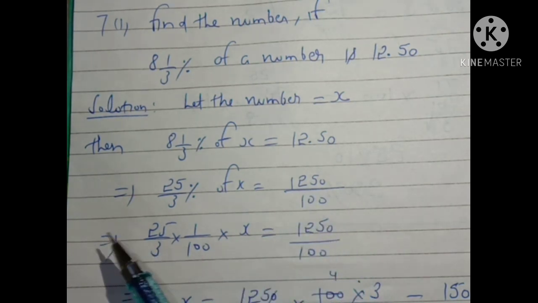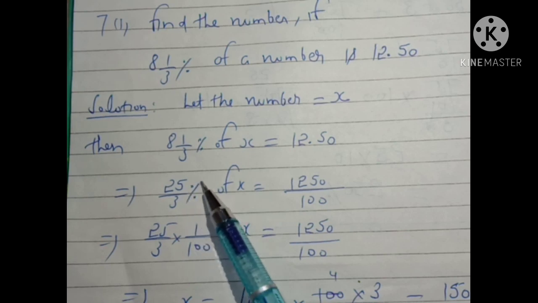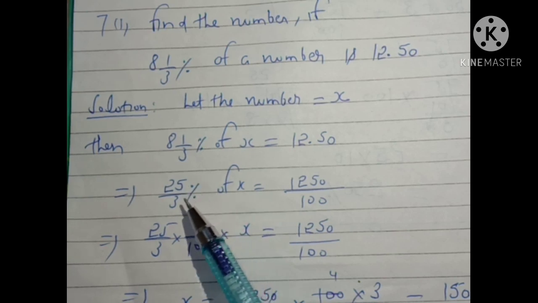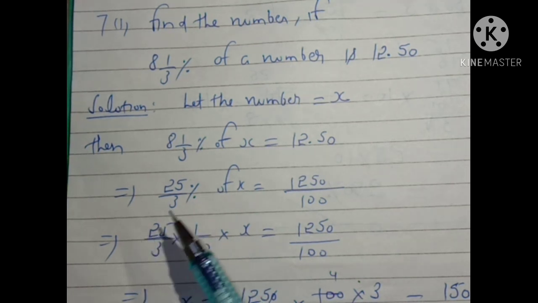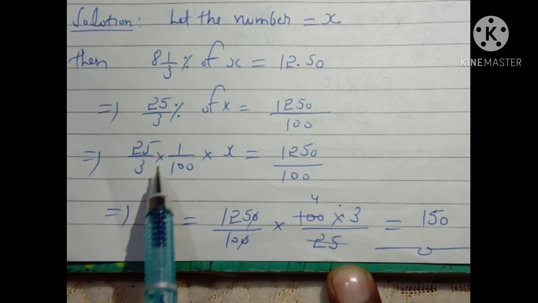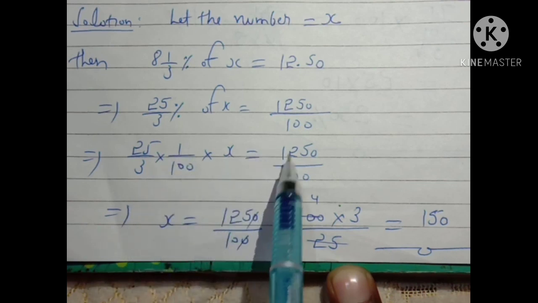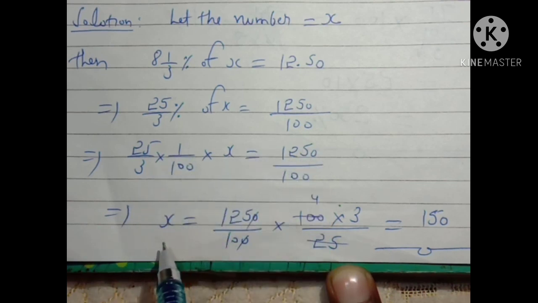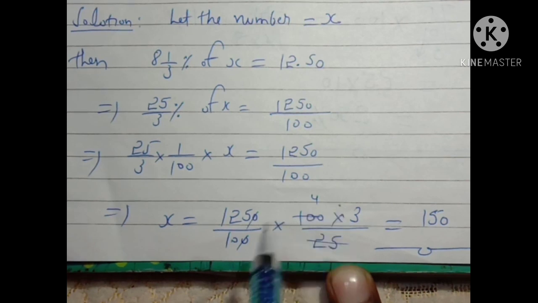Now the next step is to remove this percentage sign. How can we remove it? By multiplying this 25 over 3 into 1 by 100, because I just now explained in the definition that this percentage symbol stands for 100. Now it will become 25 over 3 into 1 by 100 into x is equal to 1250 over 100. After rearranging, it will become x is equal to 1250 over 100 into 100 into 3 over 25. And after cancellation, it will become 150. So this number is 150. This is the solution.